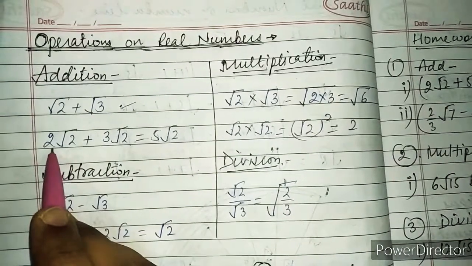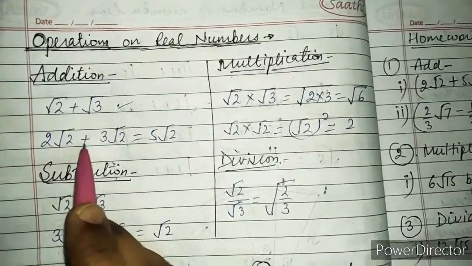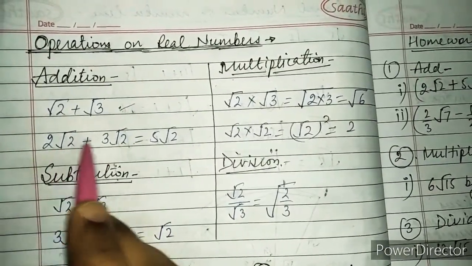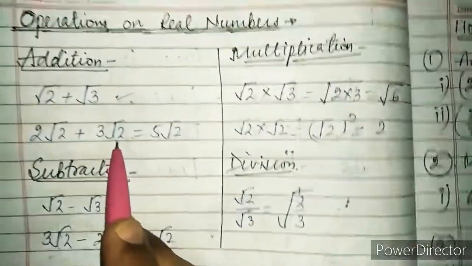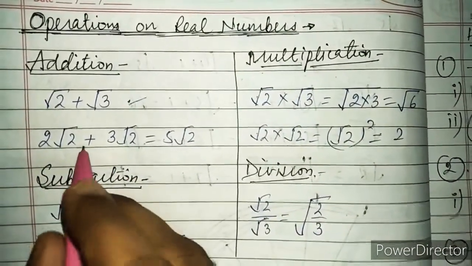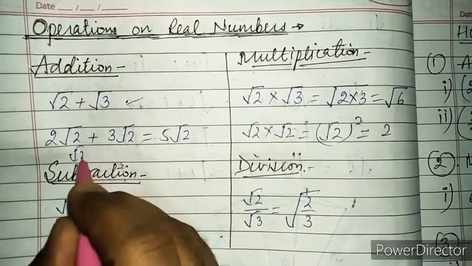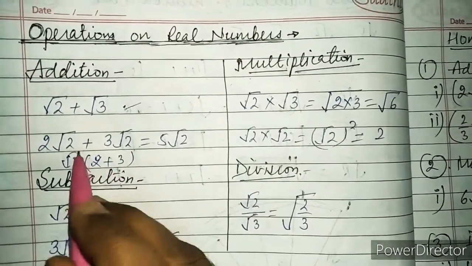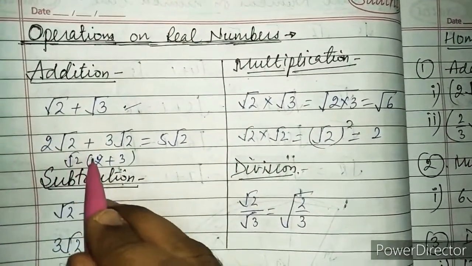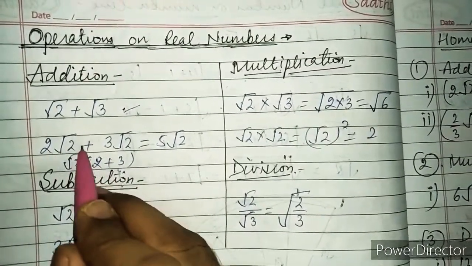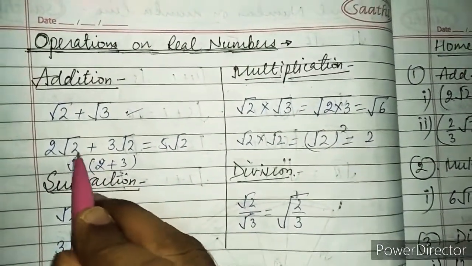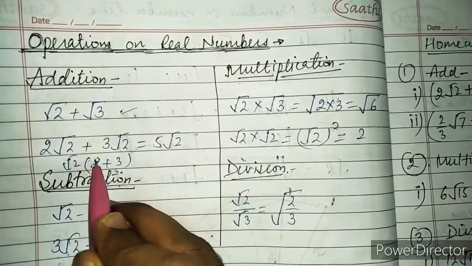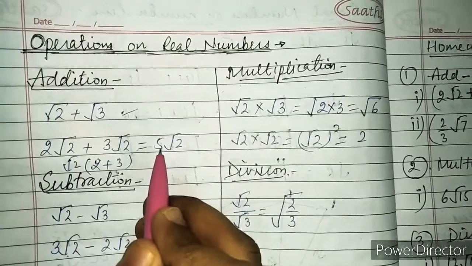But in this case you can see that 2 root 2 plus 3 root 2, here are like terms, root 2, so you can always take root 2 as a common. If we take root 2 as a common, it will be left with 2 plus 3. But generally we don't write like this. We always perform the addition like 2 root 2 plus 3 root 2 will become 5 root 2.